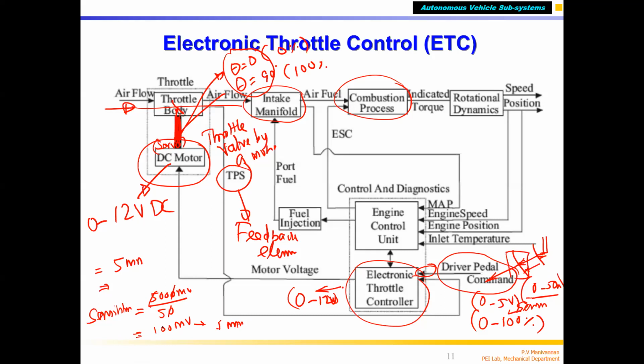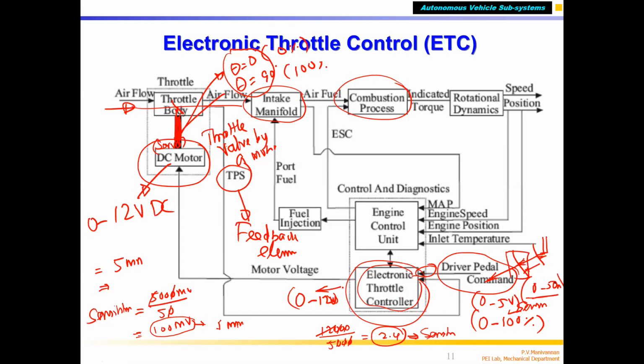So that 1 mm is converted into 100 millivolts, which in turn is given as input to the throttle controller. Now, this is the electronic throttle controller. It has to output 0 to 12 volts when it gets this input. So that is 12,000 millivolts divided by 5,000 millivolts, which is nothing but 2.4. It is something around 2.4. This is the sensitivity of the controller.